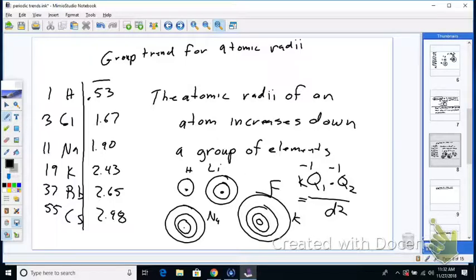Okay? Now, we're going to look at period trend tomorrow real quick. And then I'm going to give you definitions for some different things you guys will have to look up starting on Thursday.